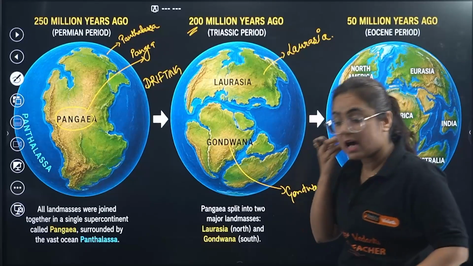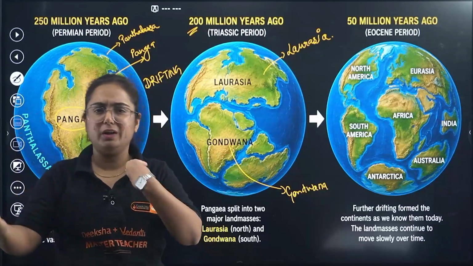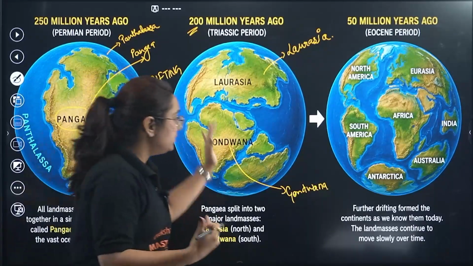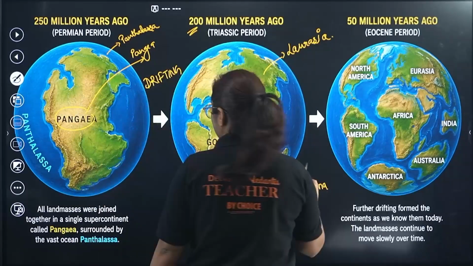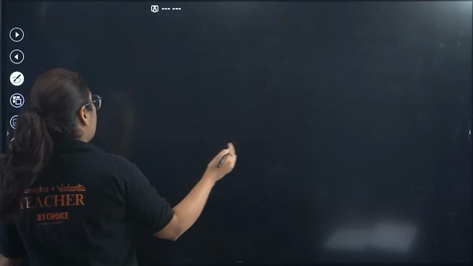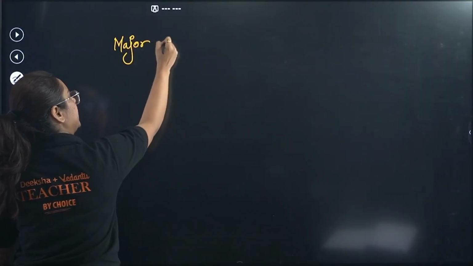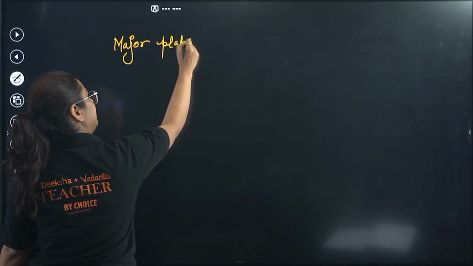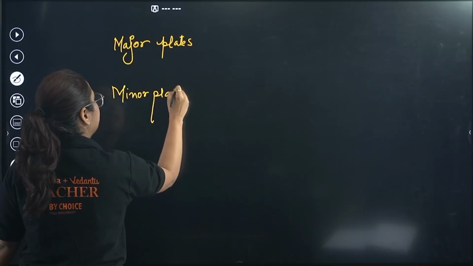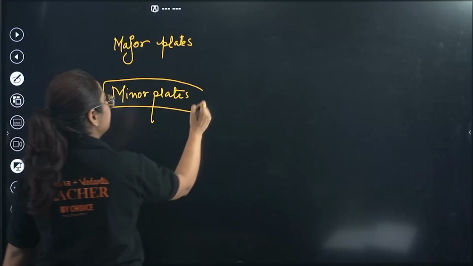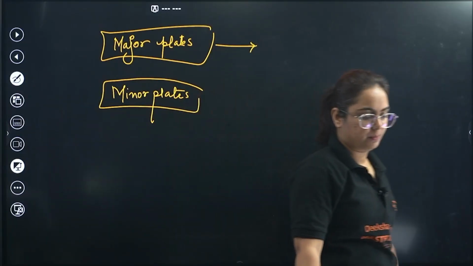Getting my point? Now, do you think that this drifting will stop? No, because rotation is going on, movement is going on. So this drifting continued, which later formed several plates, which are referred to as either major plates or minor plates. I can't name all the minor plates because there are a lot of them, but I can tell you certain major plates particularly.